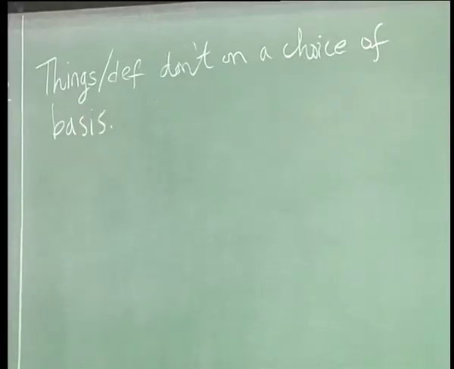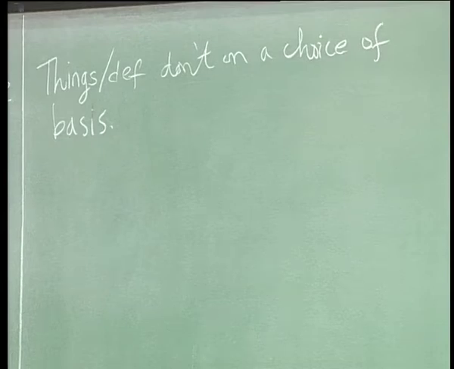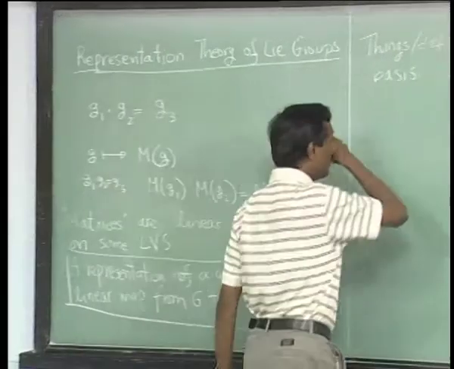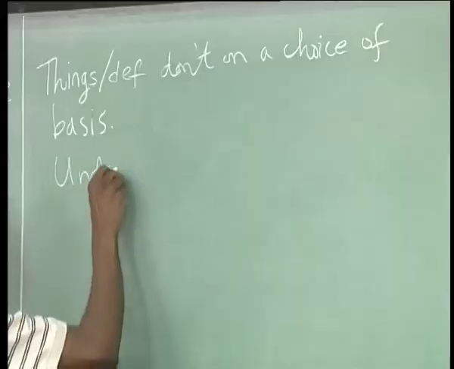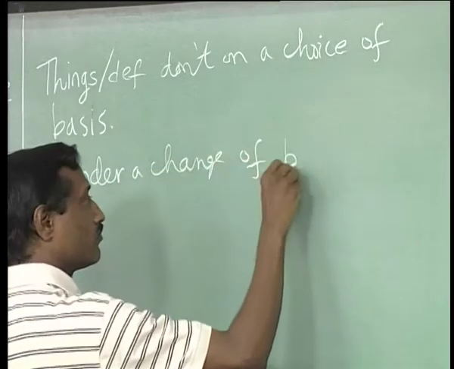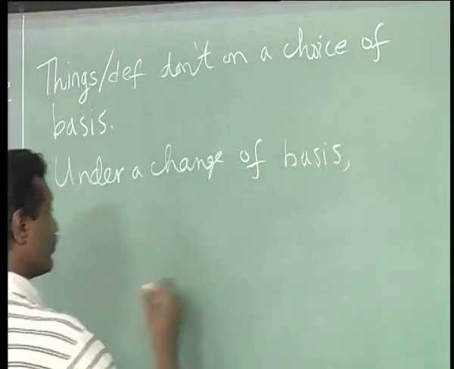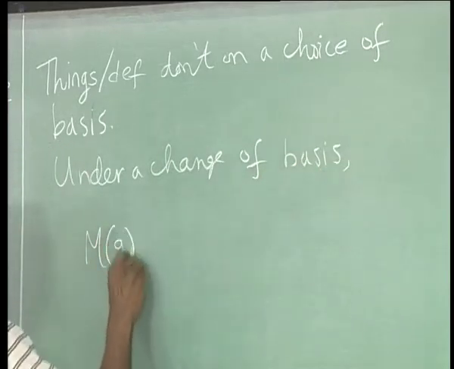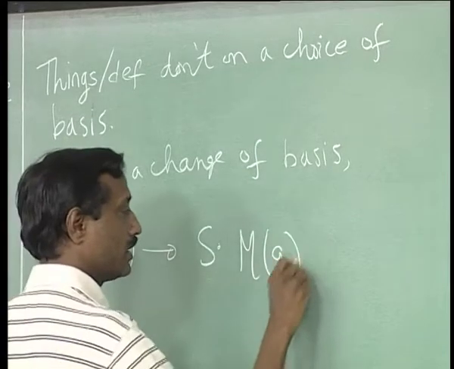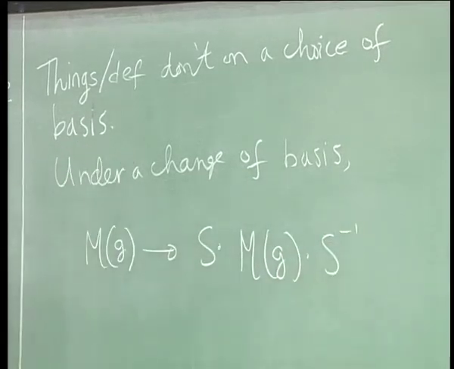So, a physics way of saying it is that if I make a change of basis, the representation should not change even though the matrix would change. So, what happens under a change of basis? M of g would go to S M of g S inverse, the same for all g.